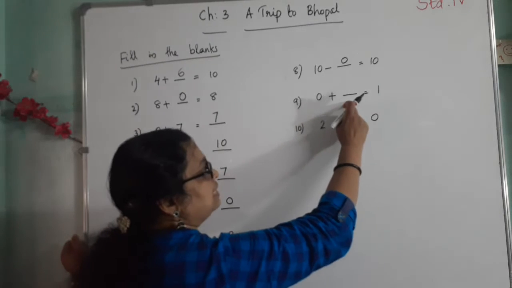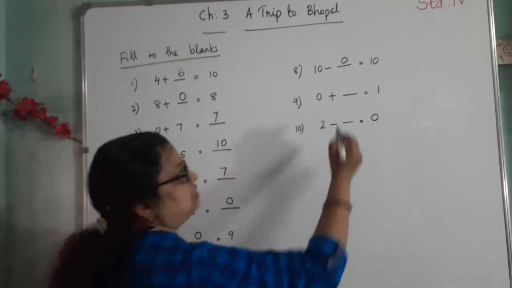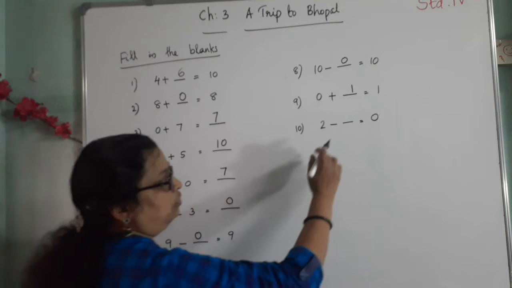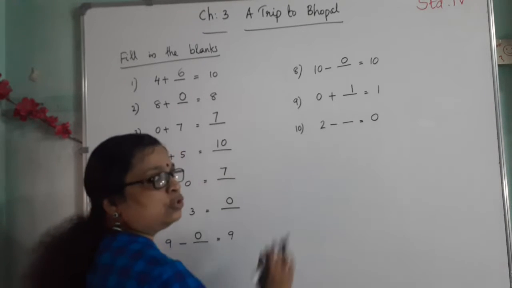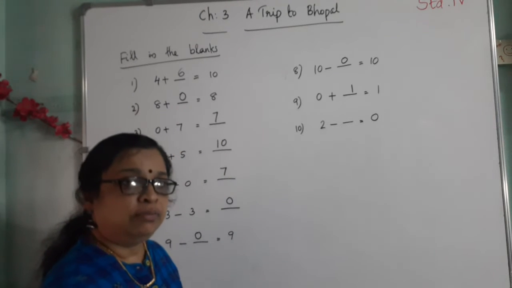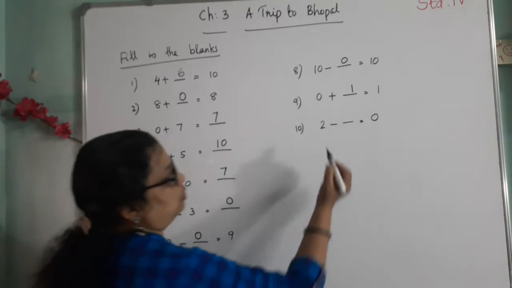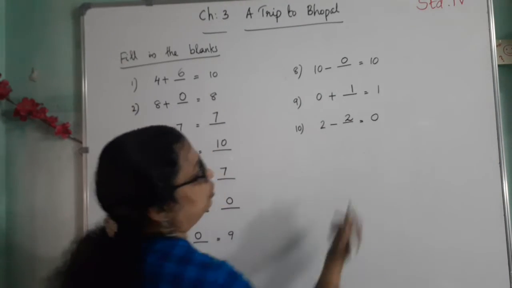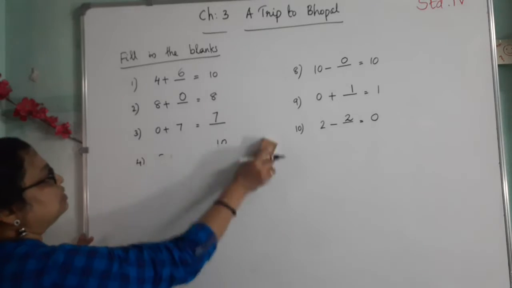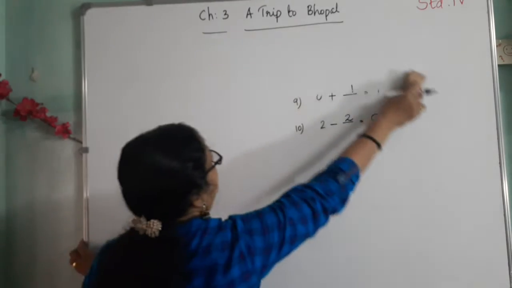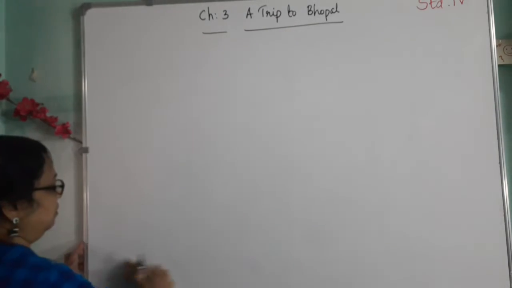Then 0 plus dash equal to 1. That is 1, 0 plus 1 equals 1. 2 minus dash equal to 0. A number subtracted from the same number, we get 0. So 2 minus 2 equals 0. Next we can do some addition and subtraction. First we will do addition.